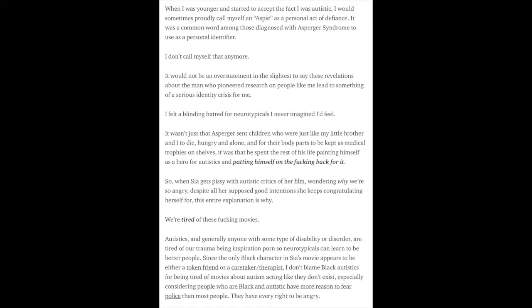Since the only black character in Sia's movie appears to be either a token friend or a caretaker/therapist, I don't blame black autistics for being tired of movies about autism acting like they don't exist, especially considering people who are black and autistic have more reason to fear police than most people. They have every right to be angry.